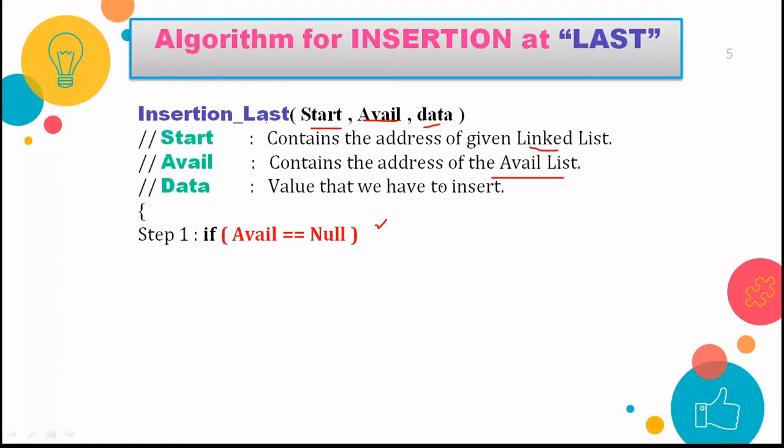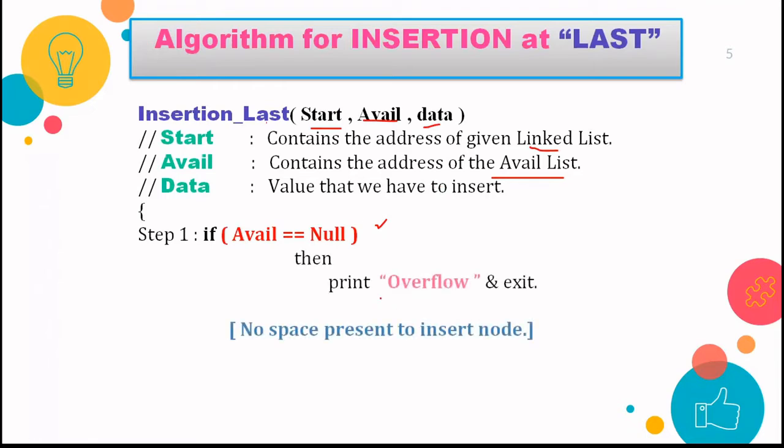If avail is equal to null, it means that your avail pointer is not pointing to any free location. It is pointing to null. It means that there is no free location in the memory, and if there is no free location in the memory, it is not possible for you to insert anything into the memory. That is why we will simply say that this is the condition of overflow, and it will exit. So there is no space present to insert any new node.